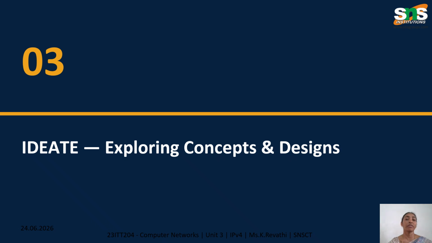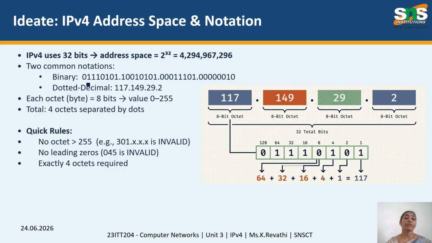In this session we will explore IPv4 concepts, address formats and different addressing methods used in internetworking. IPv4 space and notations: IPv4 addresses contain 32 bits and are written in dotted decimal format like 192.168.1.1, and each octet ranges from 0 to 255.